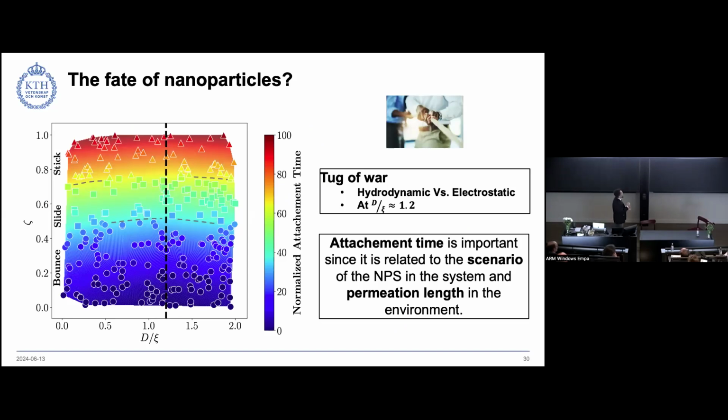And when this ratio is around 1.2, we can see that there is a difference in dynamics. At that point, electrostatic forces can be beating or overcoming the hydrodynamic forces.